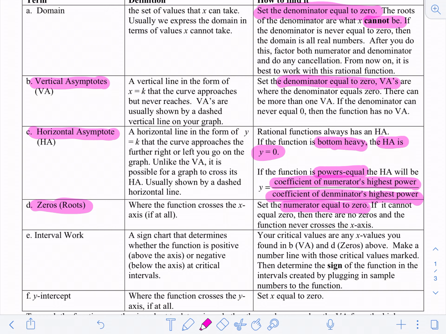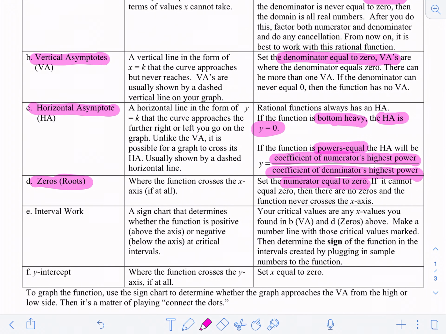And then I'm going to skip interval work for a second, but we're going to be looking at the y-intercept as well. Where does it cross the y-axis? And we're going to do that by setting x equal to 0. And all these are going to help us find our graph. And then finally, we're going to do what's called interval work. And we're going to do it a little bit differently than it says here on this chart. It talks about coming up with a sign chart. We're actually going to just plug in different values to help us graph our rational functions. So that's where we are.